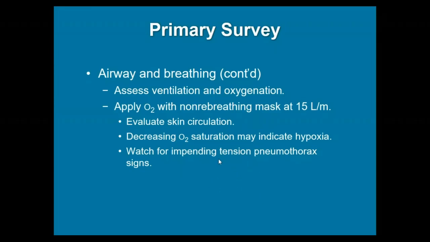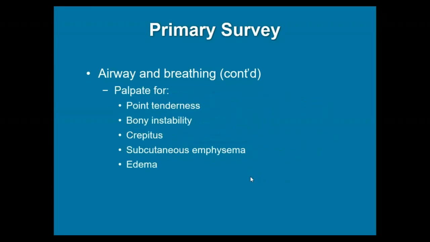And we're going to watch for signs of an impending pneumothorax. Tension pneumo. We'll talk more about that in a minute. Palpate for point tenderness, bony instability, crepitus, sub-Q emphysema. It feels like Rice Krispies. That's the old go-to for that. It really does feel like having a thin piece of plastic over Rice Krispies and pushing down on that and feeling that pop. That's the closest I can come. So you'll know it when you find it. You can't miss it. Look for edema.